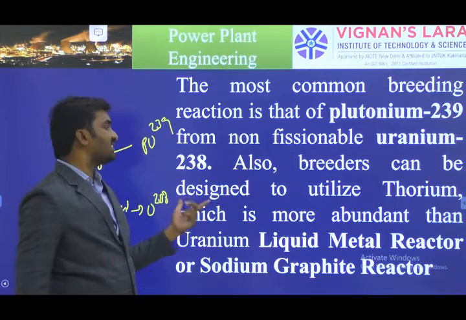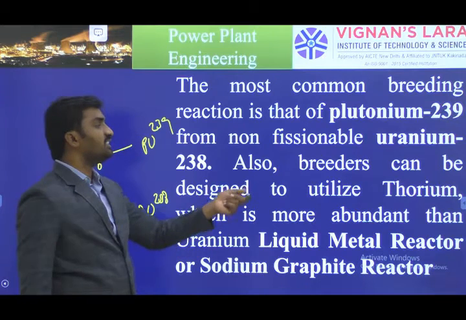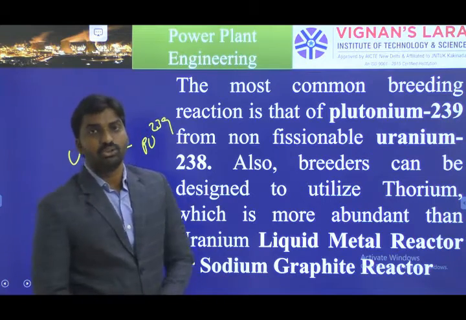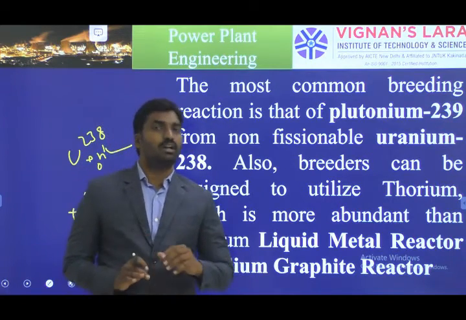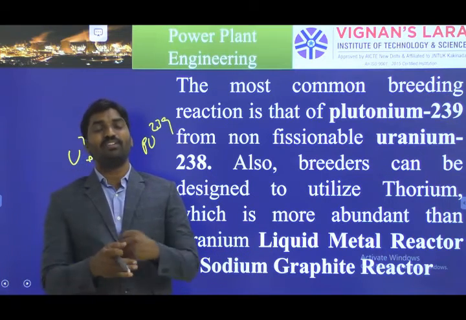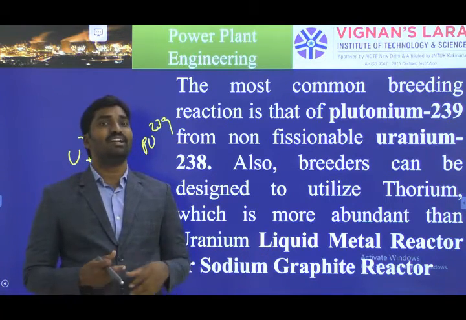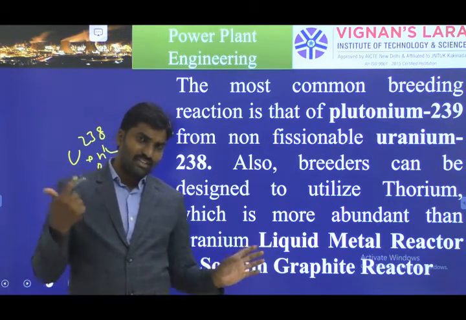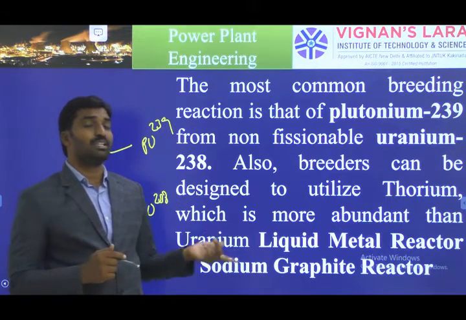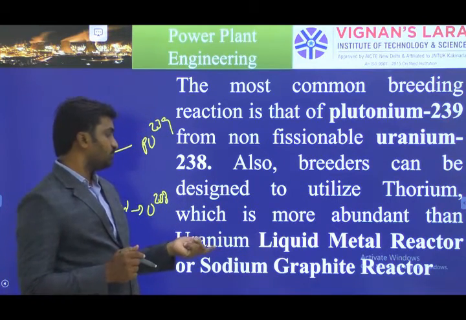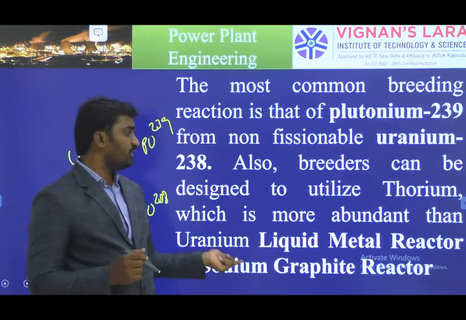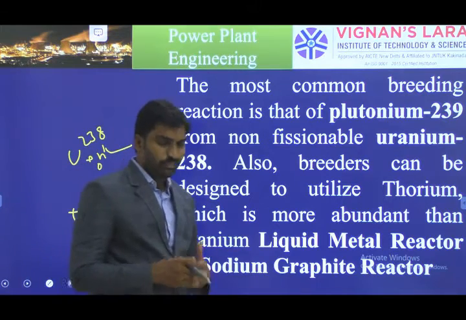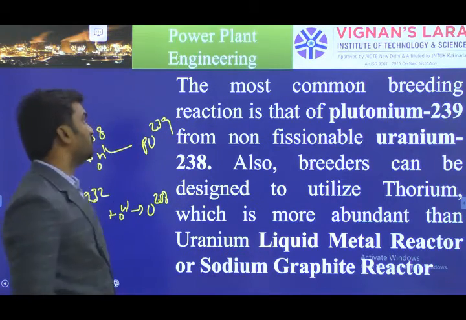Also, breeders can be designed to utilize thorium, which is more abundant than uranium. The most abundant element on earth is thorium. But we require uranium material because that is the most feasible fuel. So that's why we are converting the fertile material thorium into the fissionable material uranium. Here, generally we are using liquid metal reactors or sodium graphite reactors in the further production process of electricity.